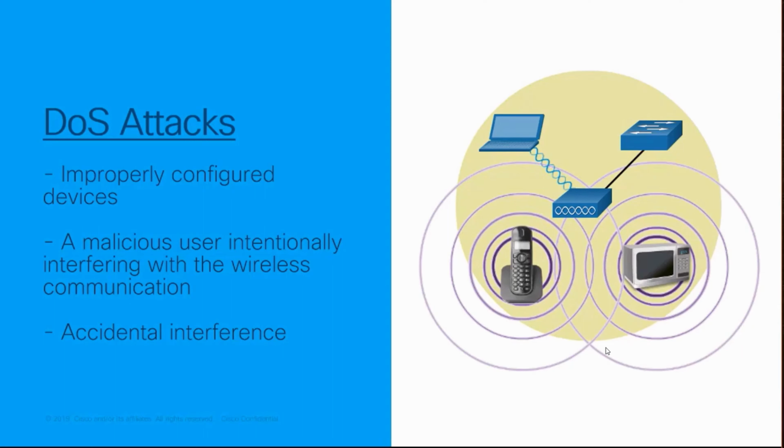Accidental interference, we all know it can happen. Our wireless local area networks are prone to interference from other wireless devices. These devices can be things like microwave ovens, baby monitors, cordless phones, and even more. The 2.4 gigahertz radio frequency is the most prone wireless band for interference.